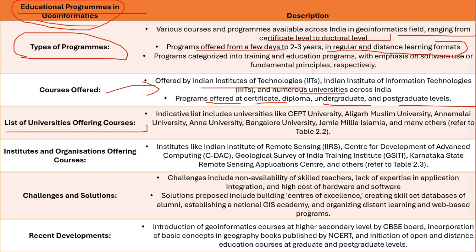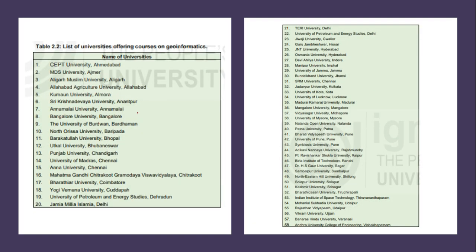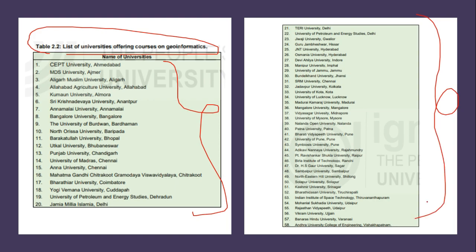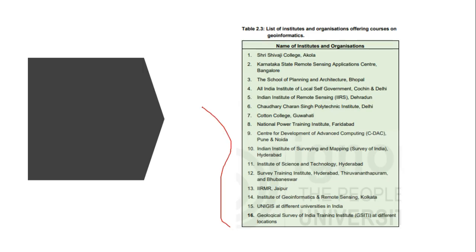So, the list of universities that are offering this course. I have already provided a table in the next slide which has the list of universities that provide the geoinformatics course, and there are also some institutes and organizations that are offering this course. I've also shared a detailed table for these institutes in the upcoming slides. Let's see the table. Here is a list of 58 universities providing the course of geoinformatics. I will share this lecture's PDF in my Telegram channel. From there you can see this list of universities offering the course, and here is the list of 16 institutes and organizations also offering the course in geoinformatics.